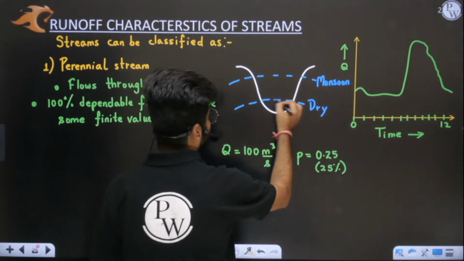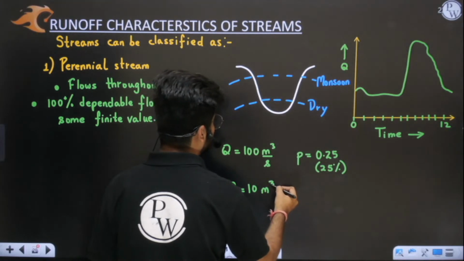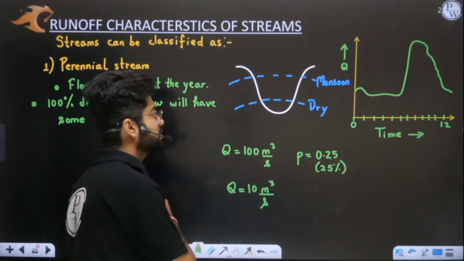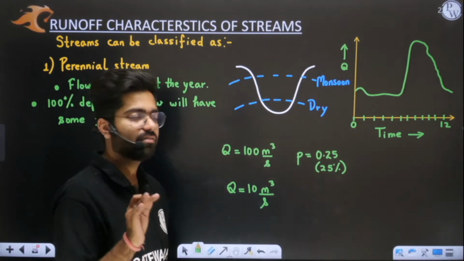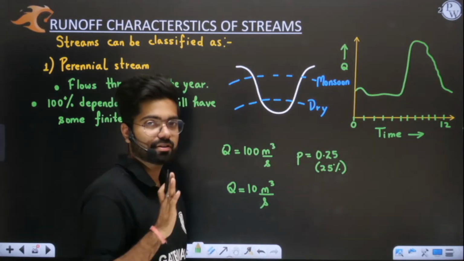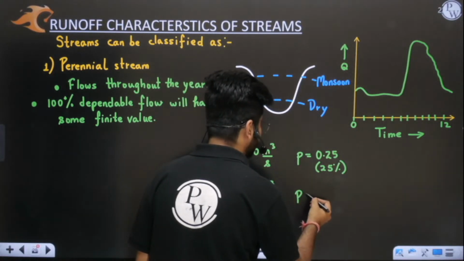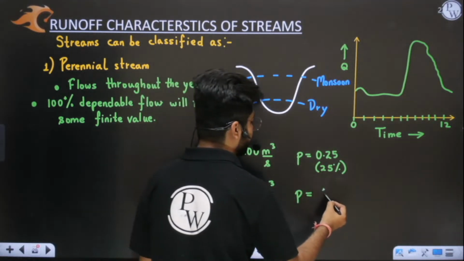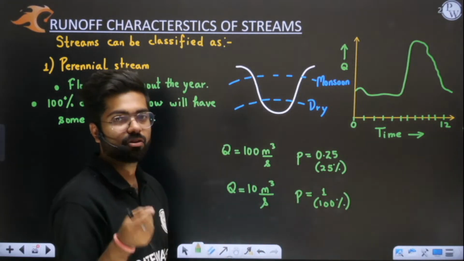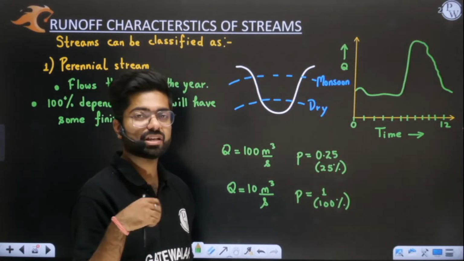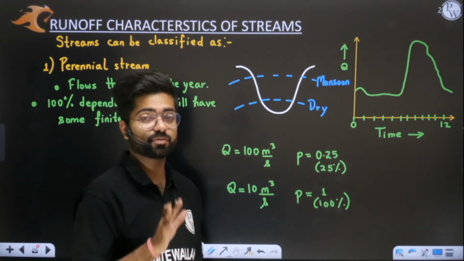Now let us lower the discharge. Let us say the lowest discharge in this river, which will remain throughout the year no matter what happens, no matter how dry the season is, is 10 meter cube per second. You will always have this water in this river. So the probability of this discharge occurring is 1, or 100%. Obviously you can depend on this discharge 100% of the times, because every time you come to this river, you will see this much discharge for sure.